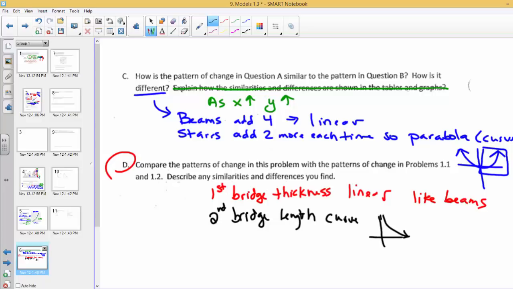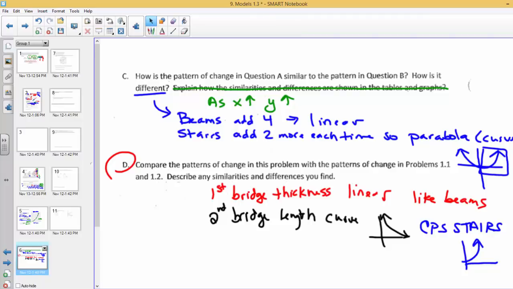It was going down like this. The bigger the length, the fewer pennies it would hold. And the curve of the stairs is that thing called a parabola, where it goes up. The more stairs needed, the more beams. So that would be one similarity slash difference. And I think that's all. So let me give you a problem to try quickly.